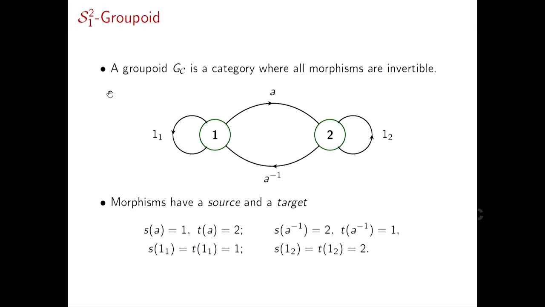In the same way, I can do other things. If I do A inverse times A, I will get the morphism 1, 2. And if I do A times 1, 2, I'll get A itself. However, there are some cases which I cannot compose. For example, I cannot compose A with A itself, or I cannot compose 1, 1 with A inverse.